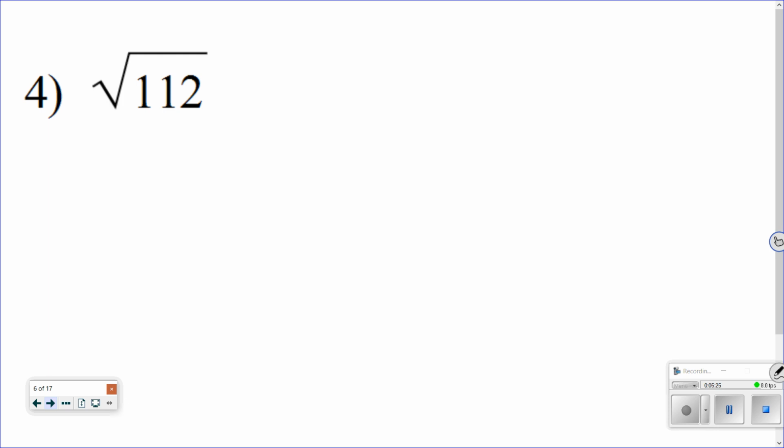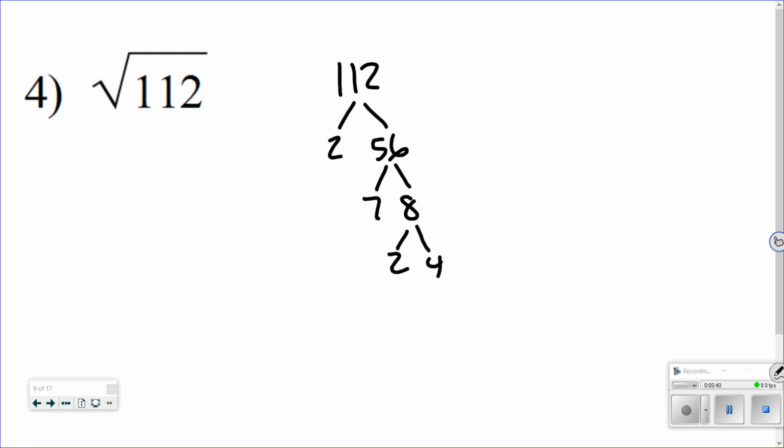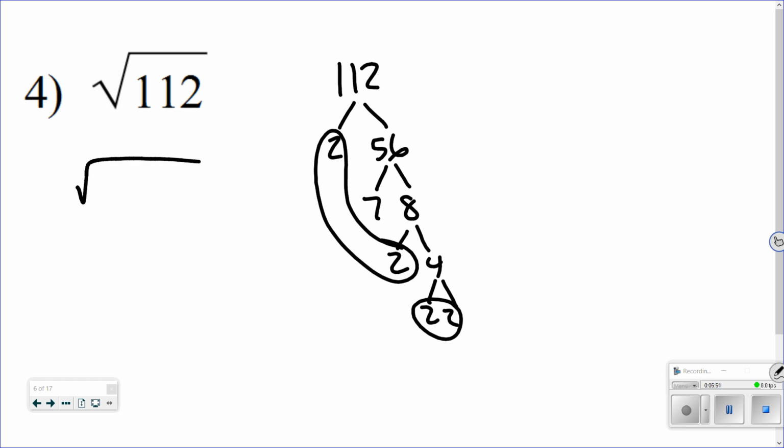All right, so hopefully you've worked down through that. 112 again. I know 2 goes into it because it's even, so it'd be 2 and 56. 56 breaks apart to be 7 and 8. 8 breaks apart to be 2 and 4. 4 breaks apart to be 2 and 2. Okay, so I'm looking for a pair of factors. I've got 2 and 2, and I've got those 2's right there. So I'm going to come over here. Square root of 112 is 2 squared times 2 squared times 7.